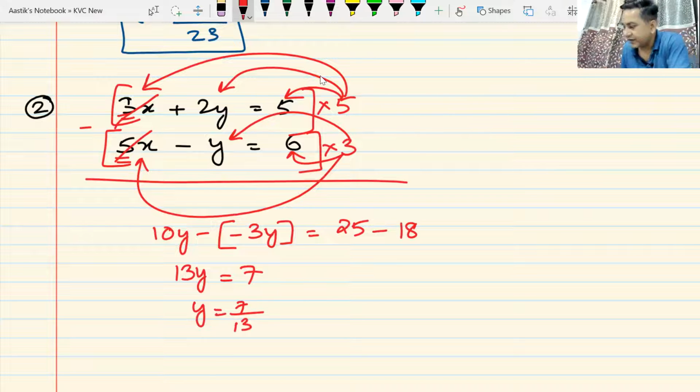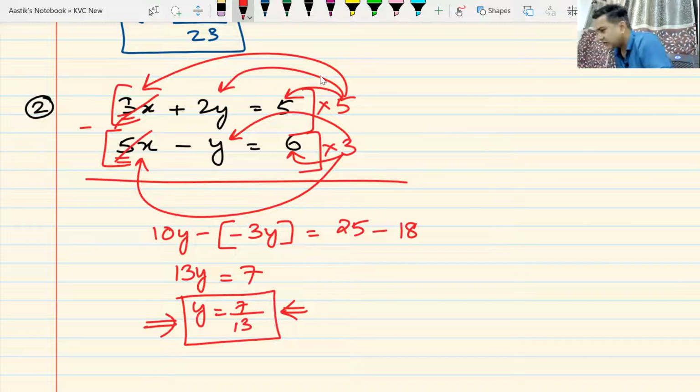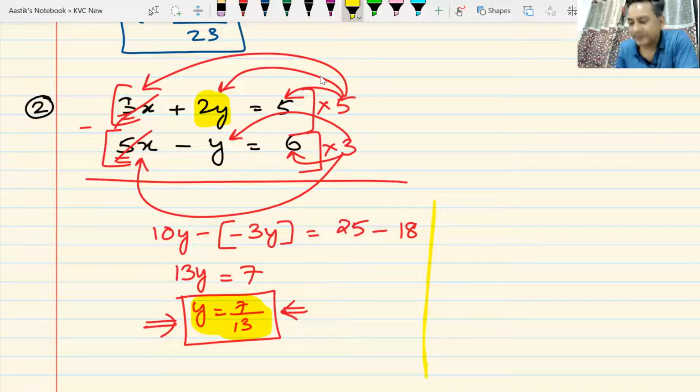Yes, Satyabham, that is correct. y is 7 by 13. All of you got this answer. That means you have done almost 90% of the question correctly. Beta, only 1% remains. Small thing remains. Just put the value of this in any one of the equations. I always put it in equation number 1. I don't know why. Just make this my routine. And it helps. So I'm just going to put it in equation number 1.